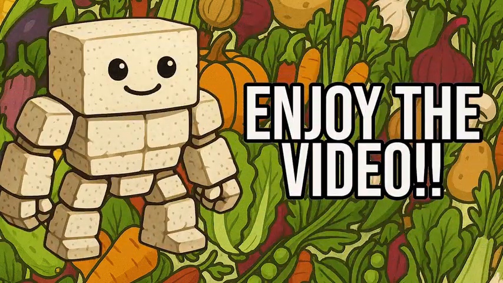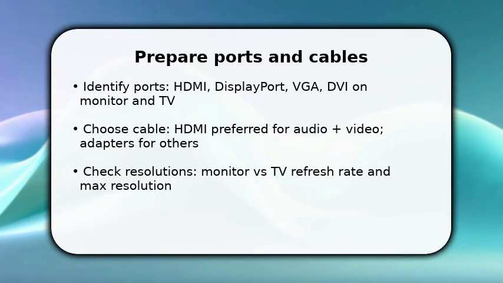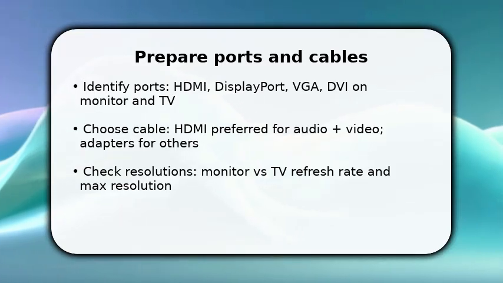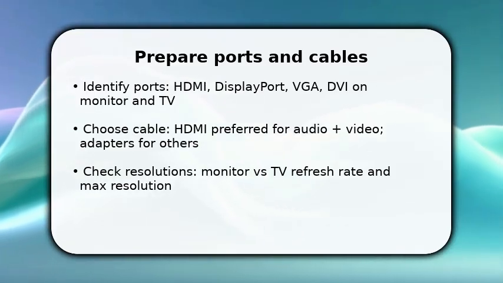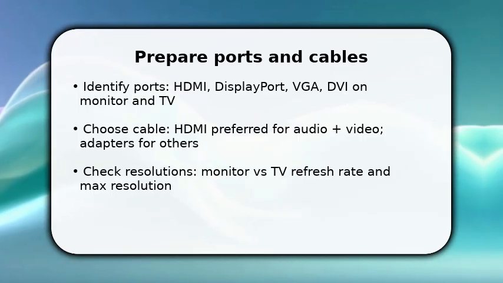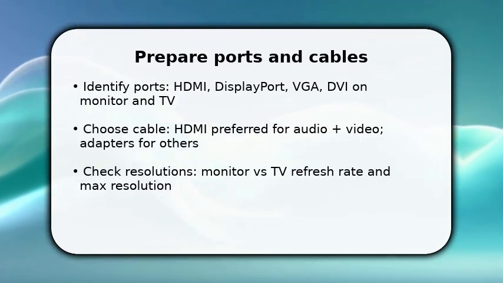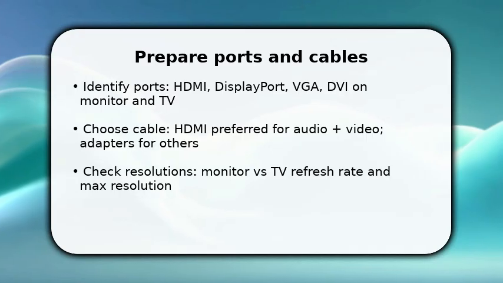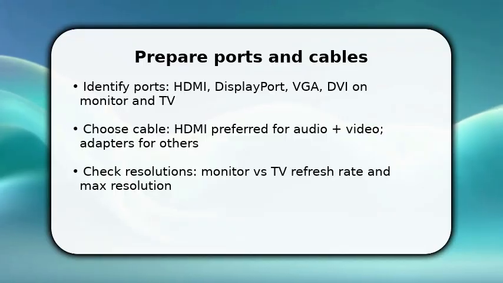Please enjoy the video. You start by confirming ports and capabilities. Look at both the monitor and TV for HDMI, DisplayPort, DVI, or VGA. Once done, pick the simplest cable, HDMI for audio and video combined. Use an active adapter if you need DisplayPort to HDMI or DVI.